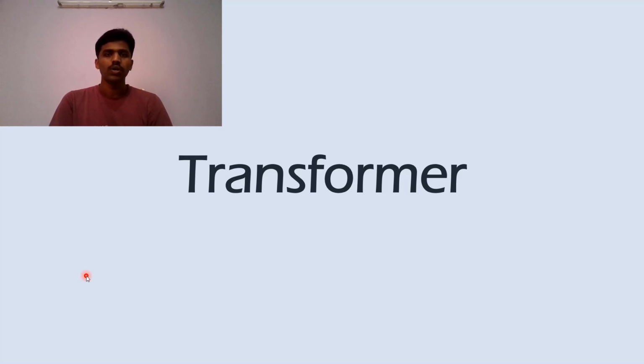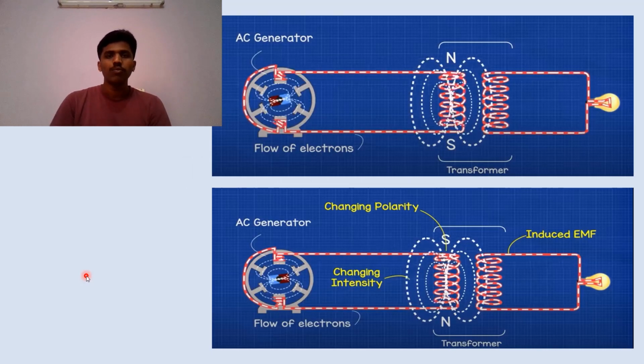In this video, I am going to explain about transformer. A transformer consists of two coils, primary coil and secondary coil. Whenever the primary coil is connected to an AC generator, it will create a current which moves backward and forwards with the rotation of generator.